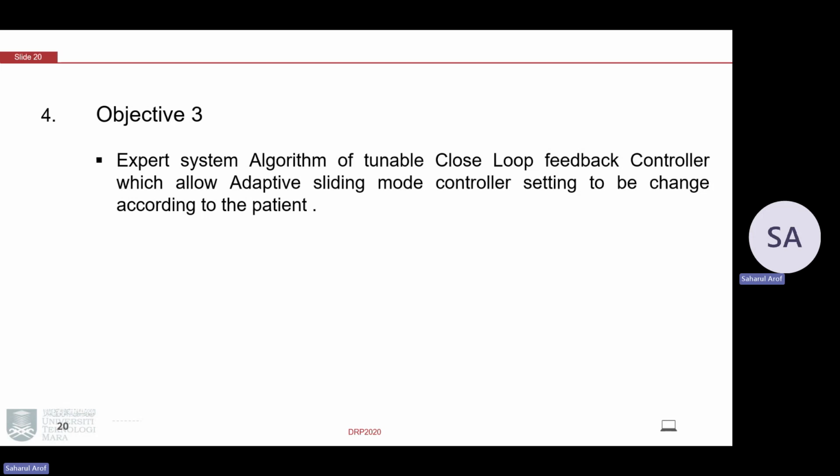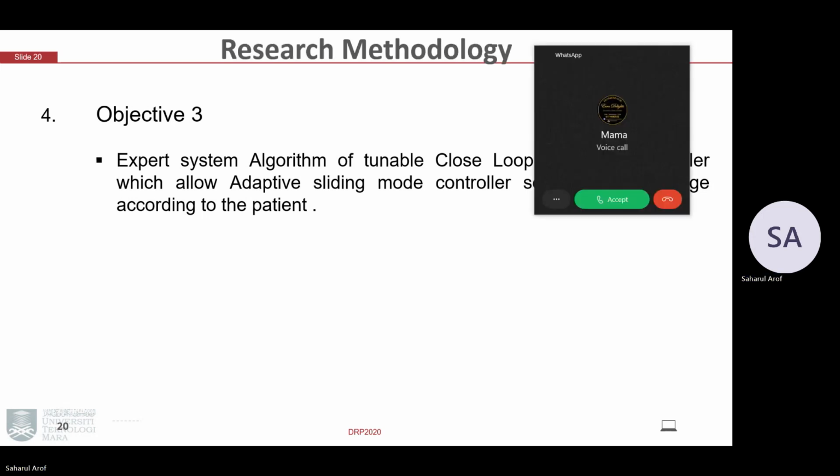Then we use an expert system or algorithm of tunable closed loop controller, which allows the adaptive sliding controller setting to be changed according to the patient. This expert system performs this control law, which depends on the condition of nonlinearities and the system performance. We use this control law, which is based on the expert system, to obtain the control setting, which is stored in the lookup table.